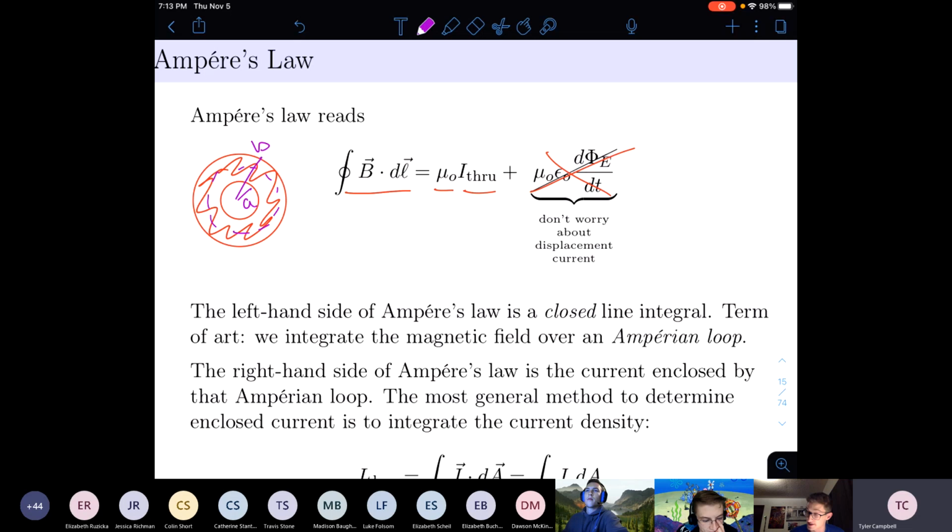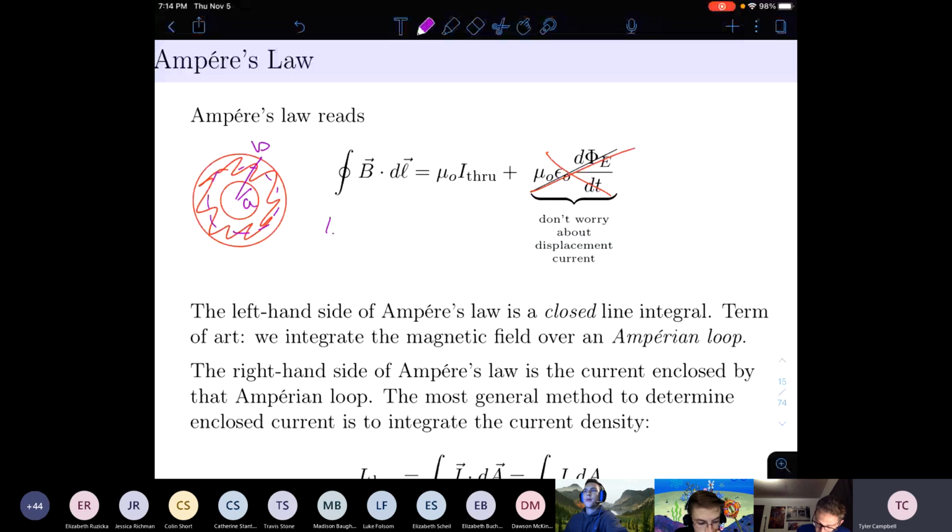The problem solving process is the exact same as Gauss's law. And the great news is that we can make these exact same symmetry arguments that we would in Gauss's law. So remember, that for Ampere's law and Gauss's law, we never really like to take that integral. In fact, we can't just straight up take it. So those symmetry arguments still apply.